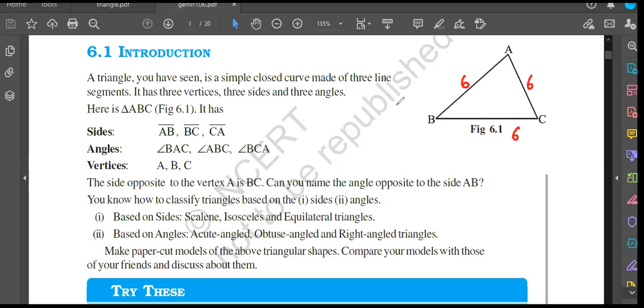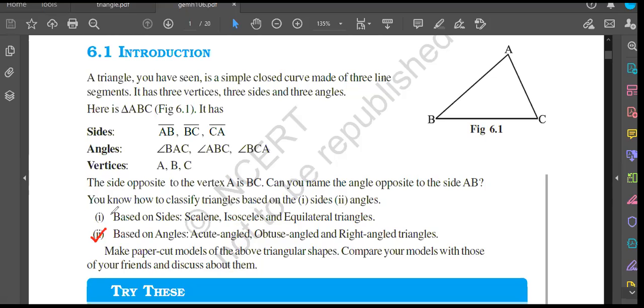So I can say that based on sides, we have three different types of triangles: scalene triangle, no sides same; isosceles triangle, any two sides equal; as well as equilateral triangle, in which all three sides are equal. Second, based on angles, we have acute angle, obtuse angle, and right angle triangle.